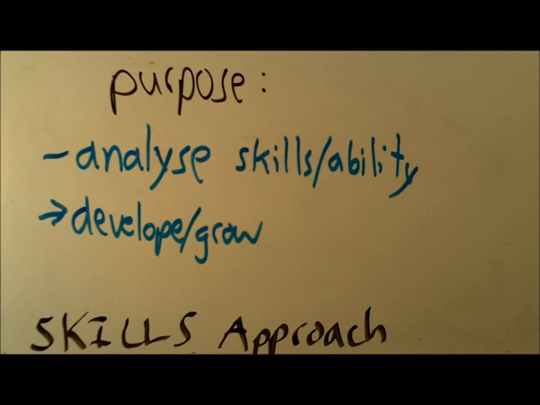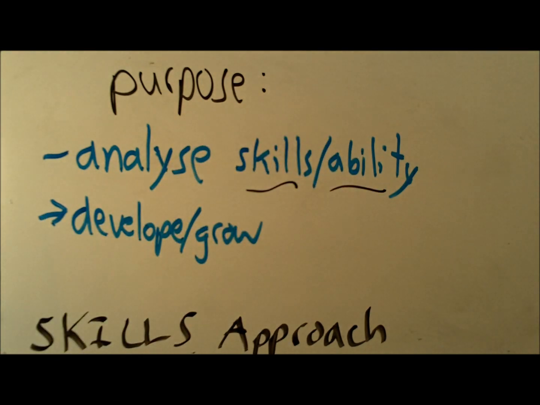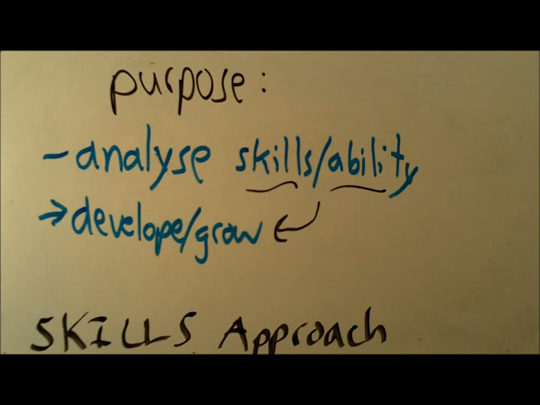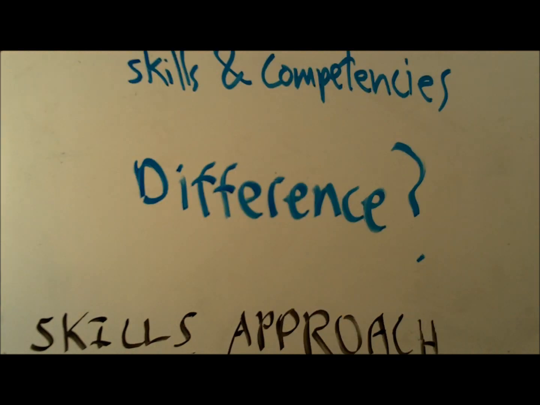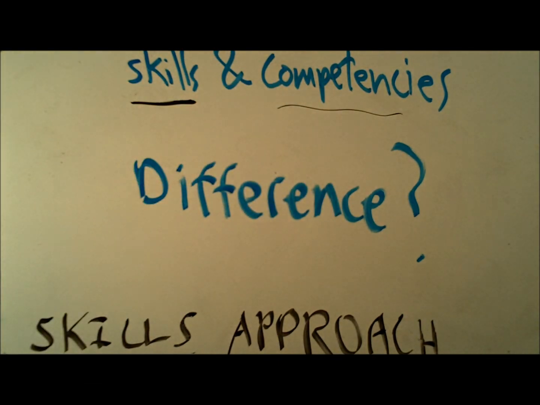To begin with, the purpose of using the skills approach to leadership is to analyze skills and abilities. And also, something you have to keep in mind is that these skills and abilities can develop and individuals can grow in them. In this leadership model, we do this through two different ways: through analyzing skills and through analyzing competencies. But what's the difference?